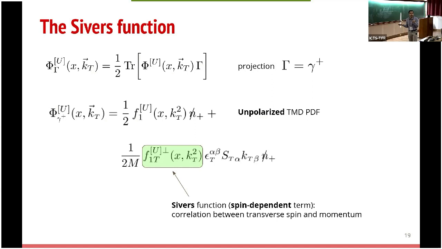You can probe them in different processes. Each process has a different path. Each path corresponds to a different gauge link. So also the distributions are different.